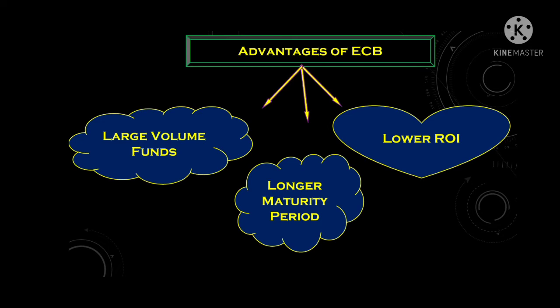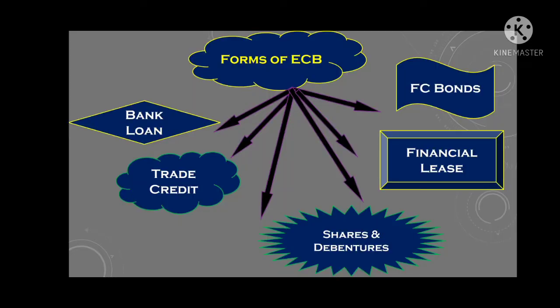Now let's move forward. Now we will talk about the forms of ECB. The ECB can be arranged in these 5 forms. What are these? First is the bank loan. As we all know, it can be in the form of a bank loan which is provided by a foreign bank or by a foreign financial institution, right? So we will skip this point.